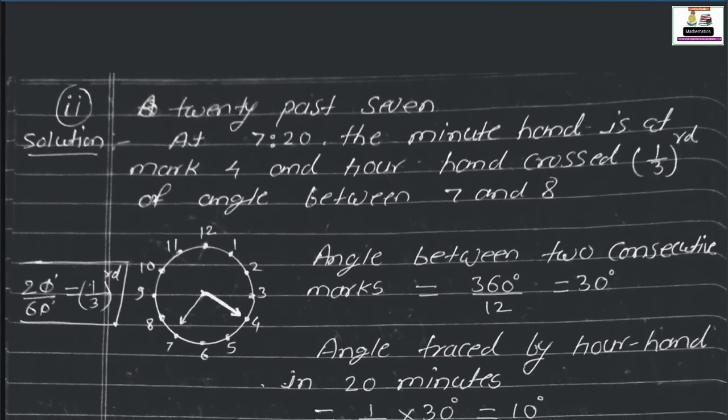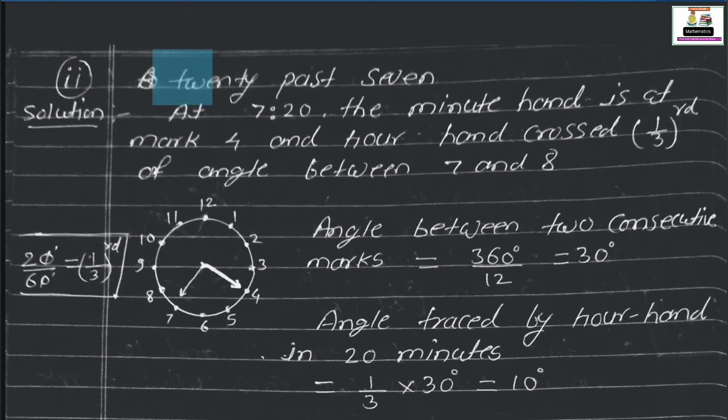Next example, 20 past 7. 20 past 7 means 7:20. Solution: at 7:20, the minute hand is at mark 4. And the hour hand crosses 1/3 of the angle between 7 and 8. 1/3 means 20 divided by 60, we get 1/3. This is the angle between 7 and 8.